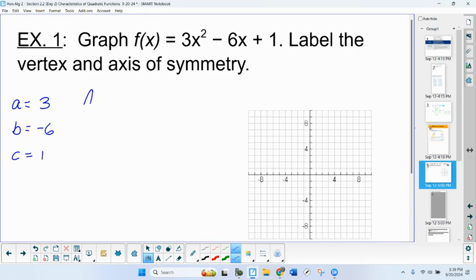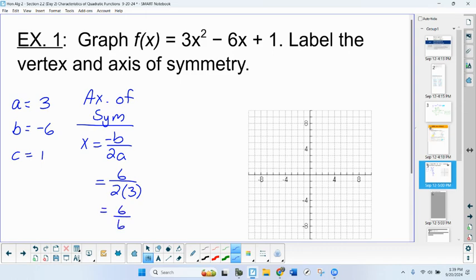1. So what's the formula for the axis of symmetry? Negative or opposite B over 2A. Don't forget the x equals opposite of B over 2A. So what's the opposite of -6? 6. Over 2 times 3. What's 2 times 3? 6. And what's 6 over 6? 1. So x equals, don't forget the x equals.